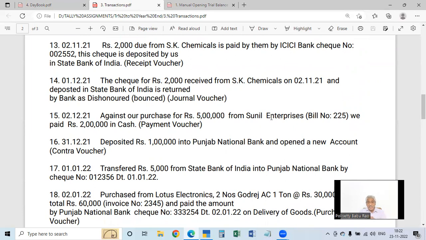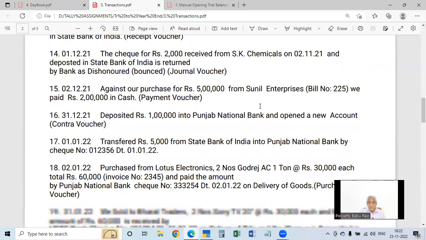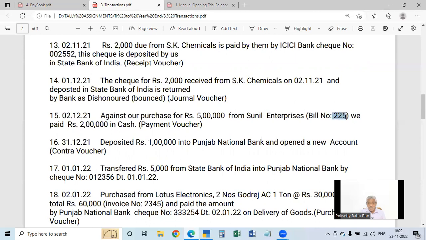Cash account is credited. Sunil Enterprise is to be debited. Sunil Enterprise debit and cash account credit. When you enter Sunil Enterprises while debiting, the bill-wise details will come. It will show the bill number. We purchased the bill. Purchase bill is 225.